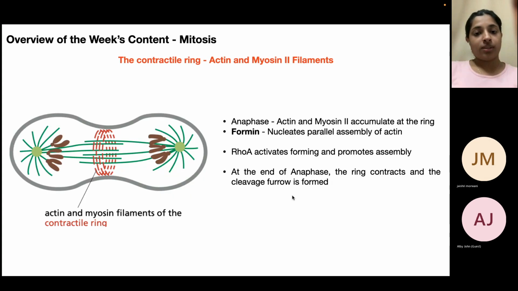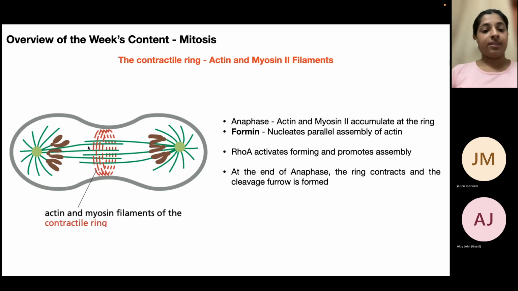Now, the cleavage furrow arises because of actin and myosin, two other very important proteins, and they initially form a ring-like structure. This happens as early as anaphase itself, and this ring is known as the contractile ring, and this accumulates a lot of other proteins as well. It's not just made of actin and myosin. There are multiple other proteins that are concentrated at this region.